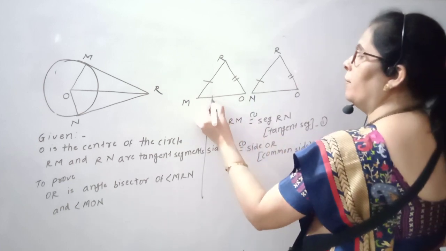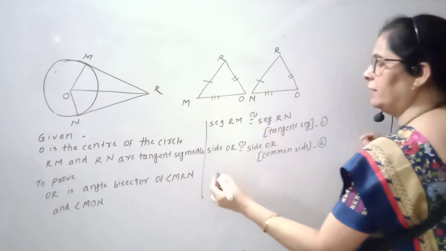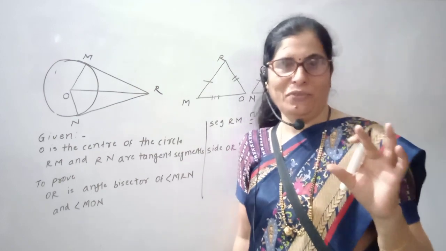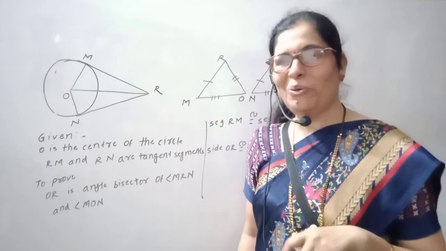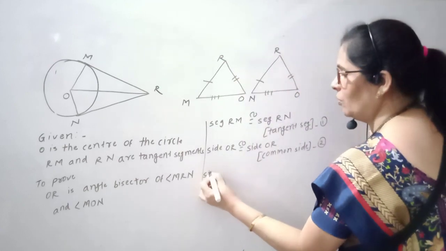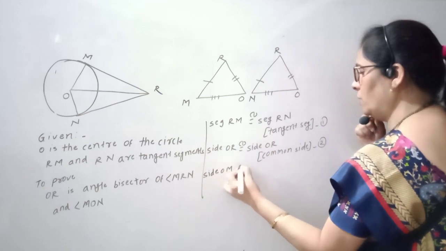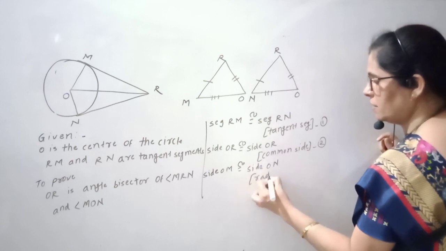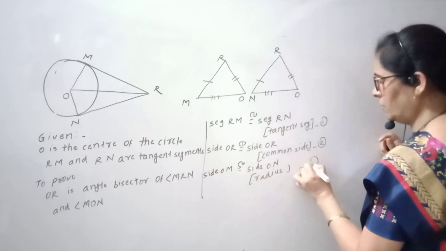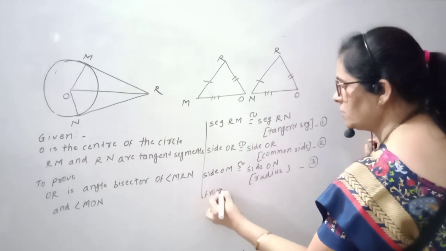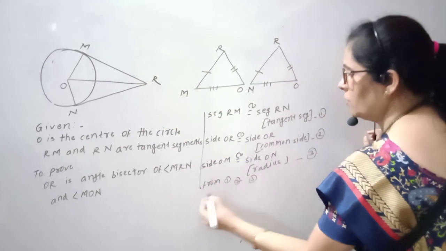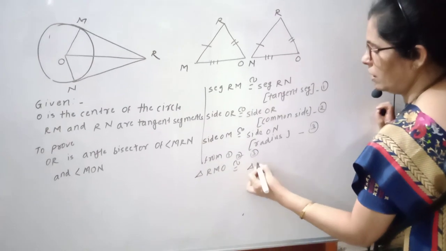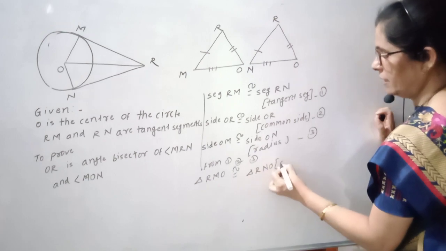Now OM and ON, these are the radii. Again you must know the property. What is the property of radius? These are equal. Side OM is congruent to side ON. Why? Radii of the same circle. Therefore, number 3. So from the first, second and third equations, what do we get? These are congruent triangles. Triangle RMO is congruent to triangle RNO by which test?